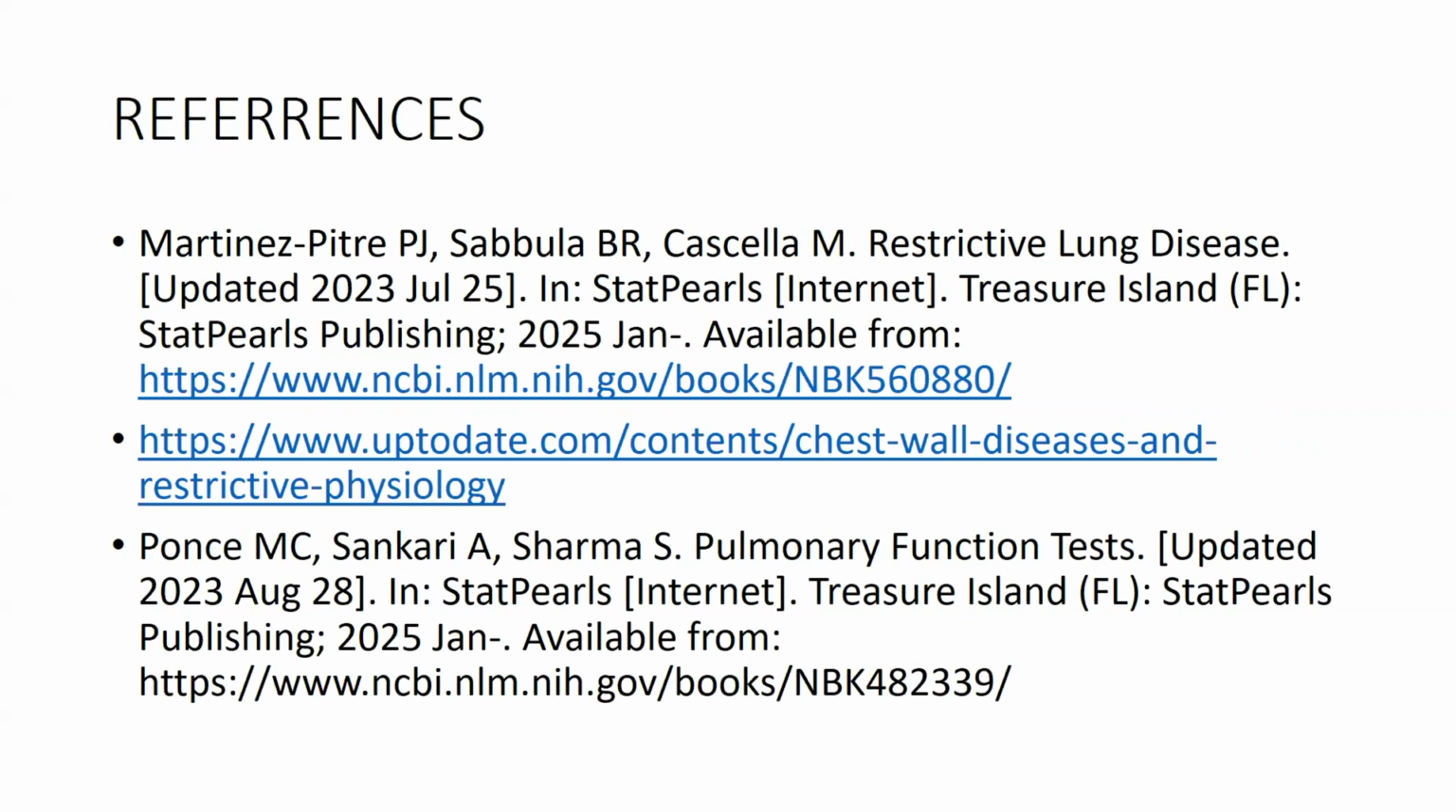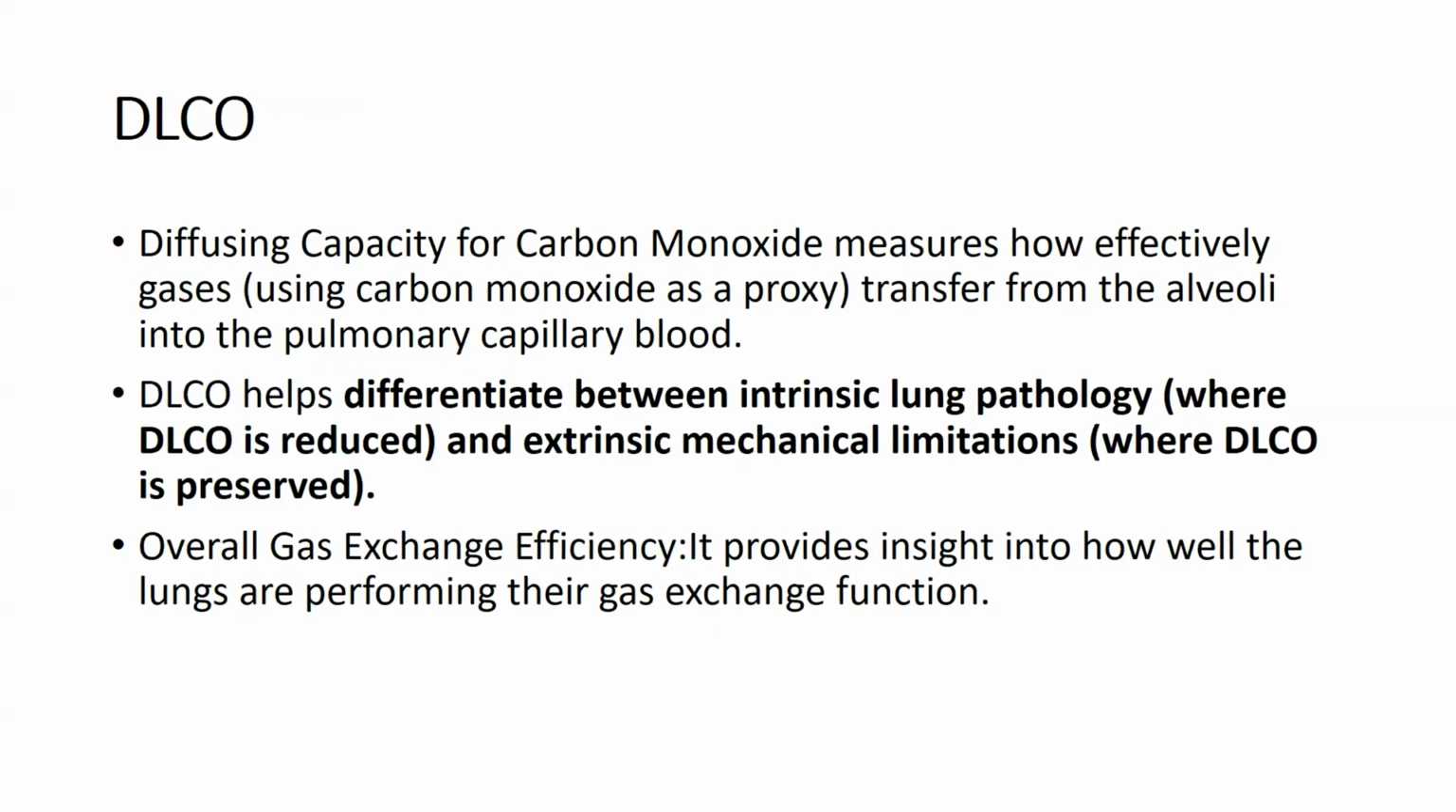So in summary, we have multiple causes of these restrictive lung pathologies. They could be extrinsic or intrinsic. They could happen at very many levels. But the important thing to remember is all of them lead to a decrease in our total lung capacity, our vital capacity. They'll lead to hypoventilation, and eventually they're going to lead to hypoxemia and respiratory failure.